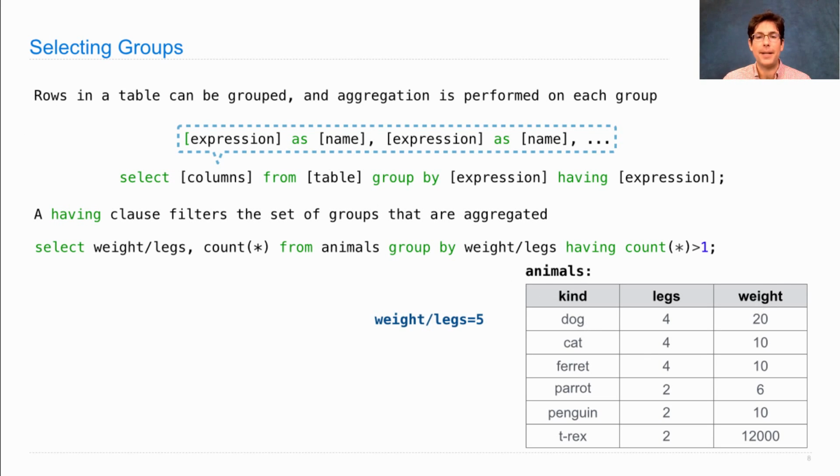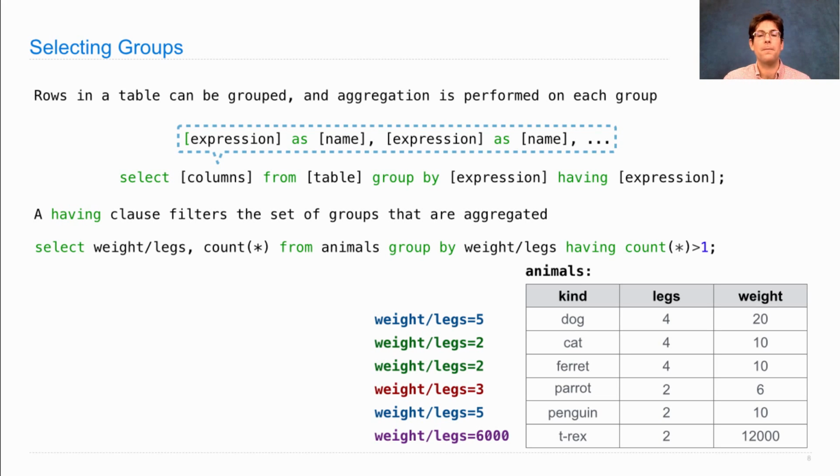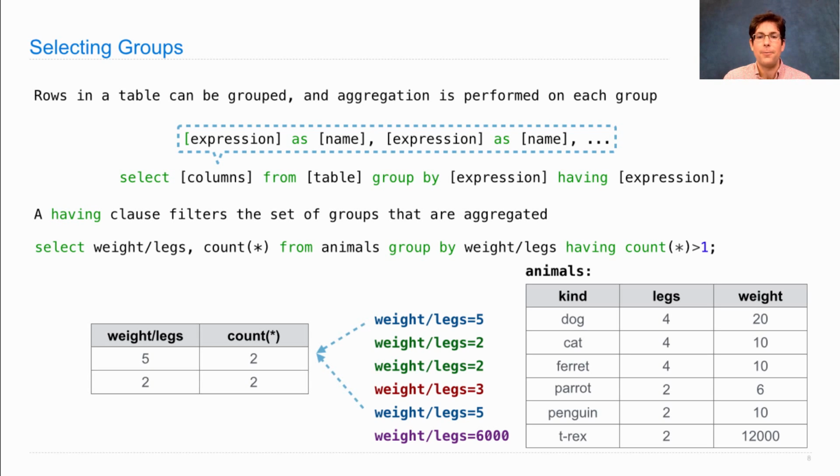Well, it computes weight divided by legs for each row. Weight divided by legs can be 5 or 2 or 3 or 5 or 6,000. We group by this value. So the unique values are 5 or 2 or 3 or 6,000. And then we apply the having clause to filter any group that doesn't have a true value for this expression. So the count has to be greater than 1, which means that we need weight divided by legs to be 5, which has a count of 2, or weight divided by legs is 2, which has a count of 2. But both of these groups are discarded.